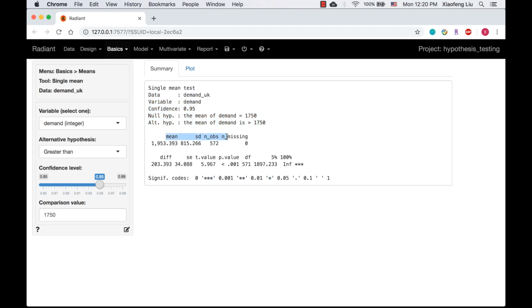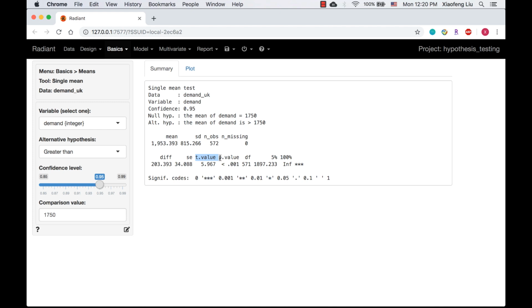The next two lines list mean, standard deviation, number of observations, and the number of missing values, which are the same as what we calculated under the Data Explore tab. Diff is the difference between the sample mean and the comparison value. SE is the standard error. T value is the t statistic associated with diff, that is diff divided by SE.